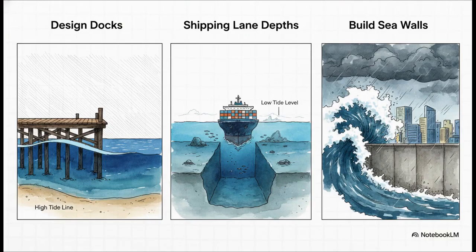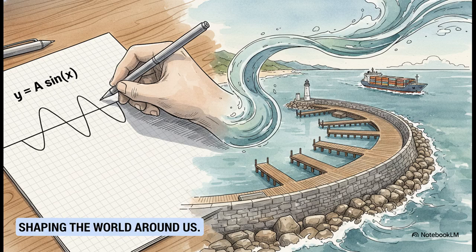So why does that 4-foot number matter so much? Well, engineers use it to figure out how high to build docks so ships can load and unload. It helps them know if shipping lanes are deep enough for giant container ships. And it's absolutely vital for building seawalls that are strong enough to protect our coastal cities. So you see, what starts as a simple number in a trig equation turns into critical information for building our infrastructure. Amplitude isn't just abstract math. It's a tool we use to literally shape and navigate our world.